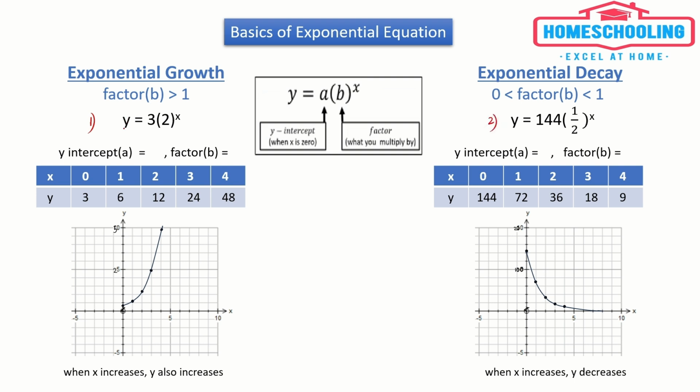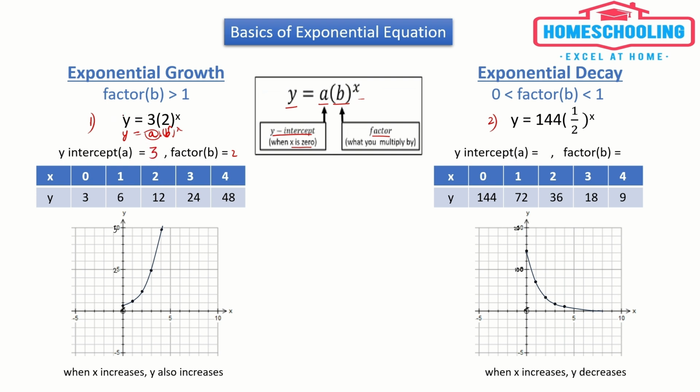In example number 1, our equation is y equals 3 times 2 to the power x. What is going to be our y-intercept and our factor? As we already know, y is a times b to the power x, where a is our y-intercept, the value of y when x is 0, and b is called the factor. So from this we can say that our factor b is 2 here, and our y-intercept a is 3 here.